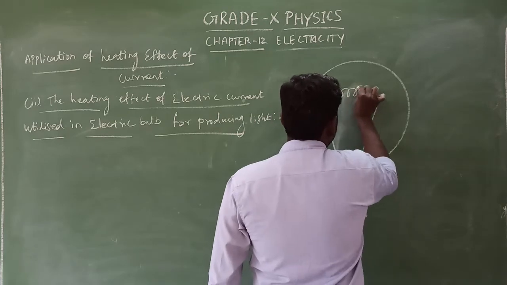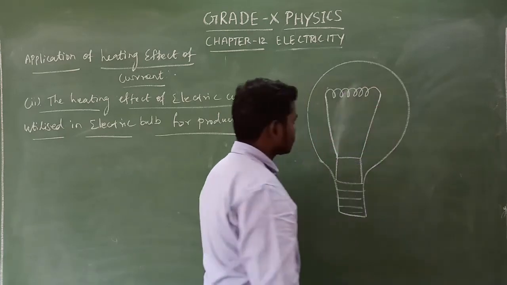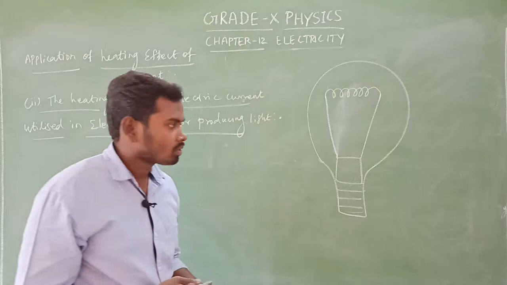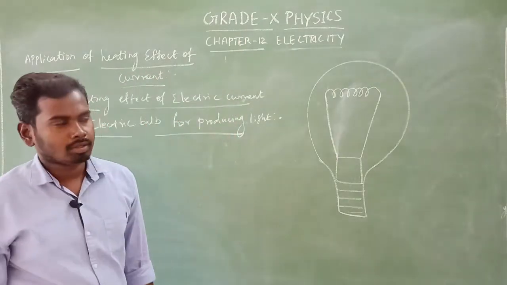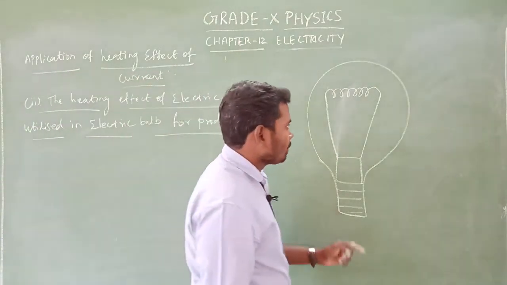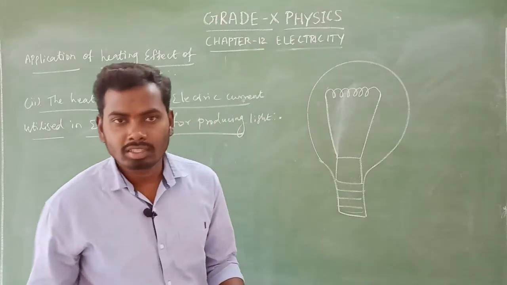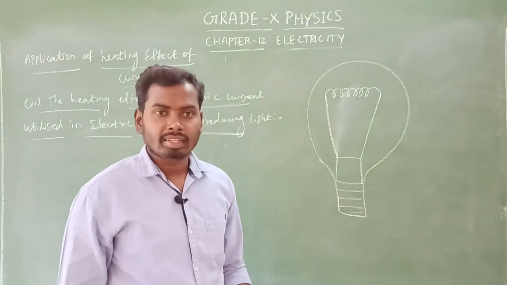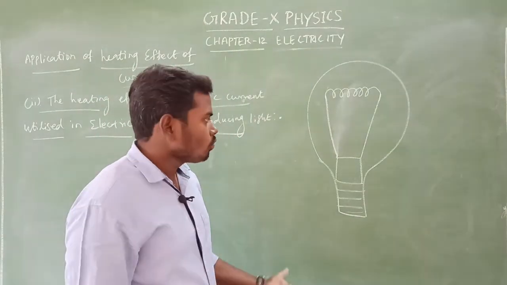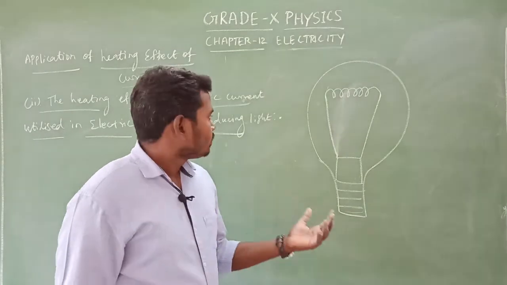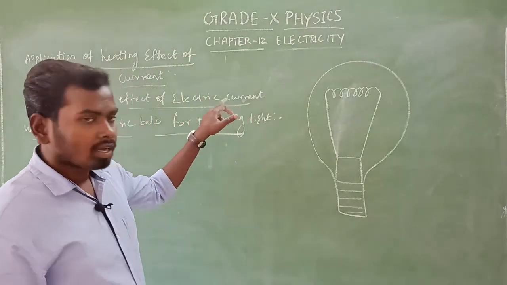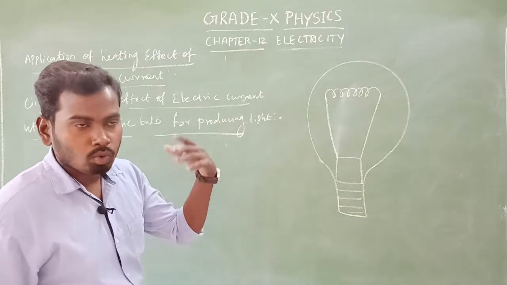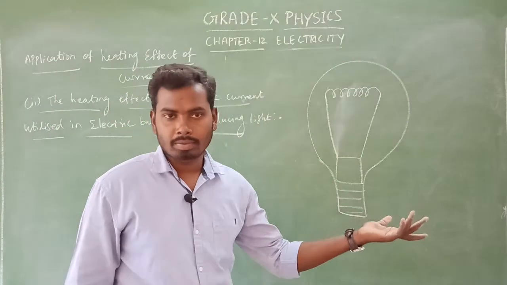Have you ever seen, inside the bulb there will be a filament-like structure? From that filament we can get light energy. Is it clear? Now we are going to see how this electric current, which means electric energy, is converted into light energy. Is it clear, students?